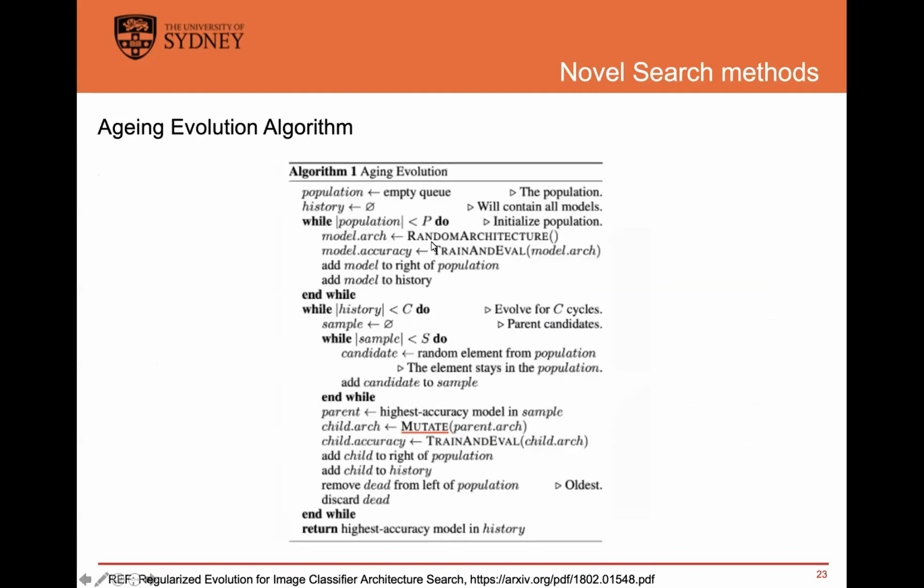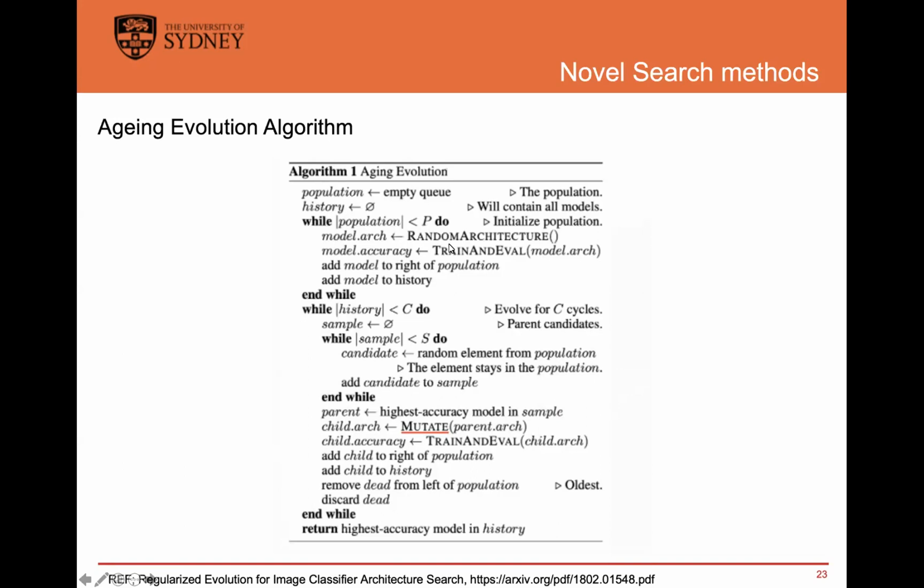Then this is the algorithm. I'll actually go through the code with it later after we finish the initial presentation, but I'll just go through the algorithm for now. So first of all, you have the population as an empty queue, and then you have your history as an empty list. Then you have your population size set as a number. This is the number of models that you have in your population. If you set 10, you will always have 10 in your population.